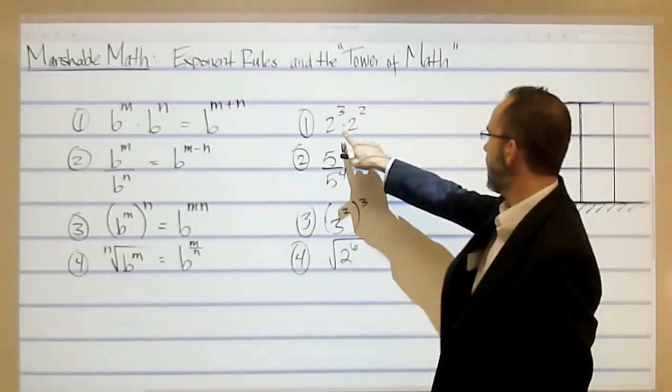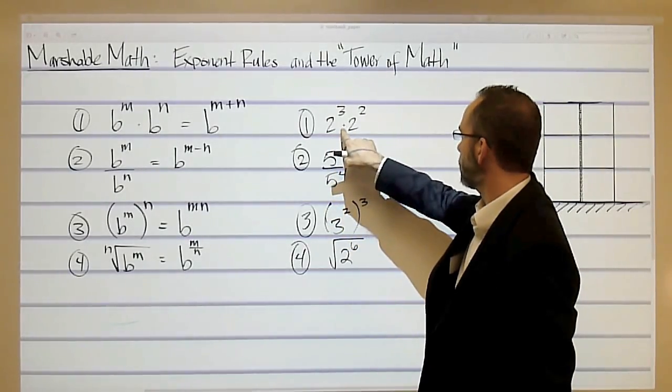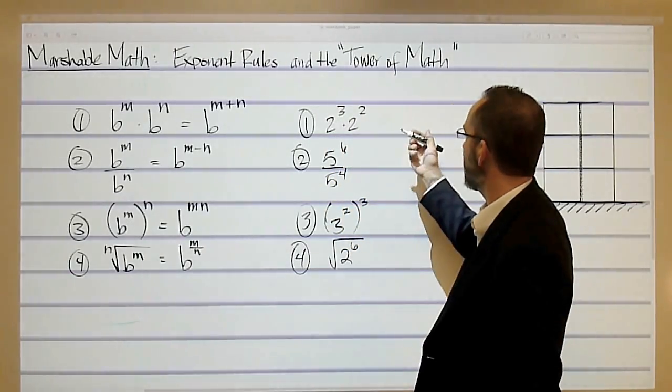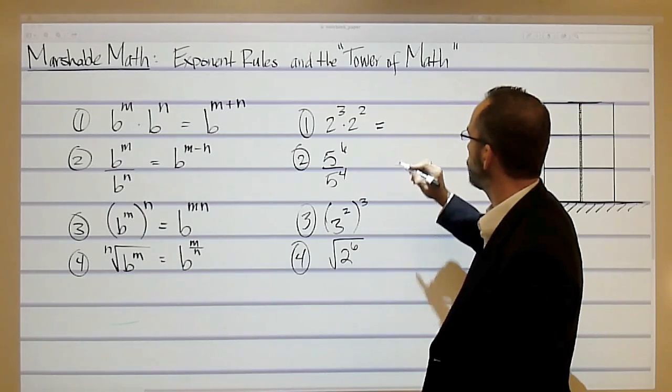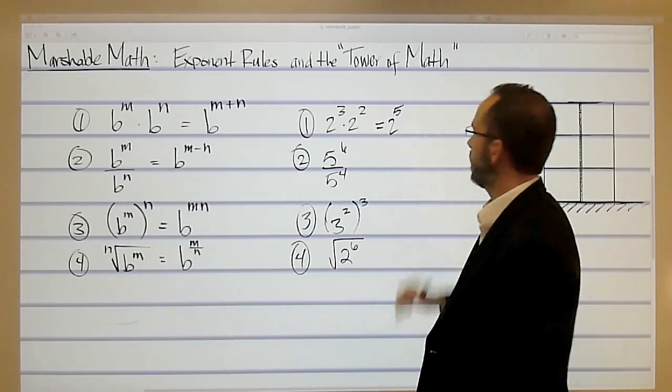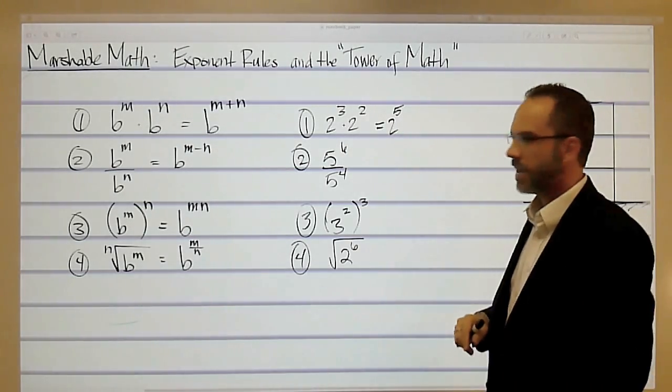So what do we have here? We have two bases that are the same. They're being multiplied together. So what do I do with the exponents? I add them. This should be equal to 2 to the 5th. Now you say, prove it, Mr. Marsh. Well, okay, let me demonstrate it for you.